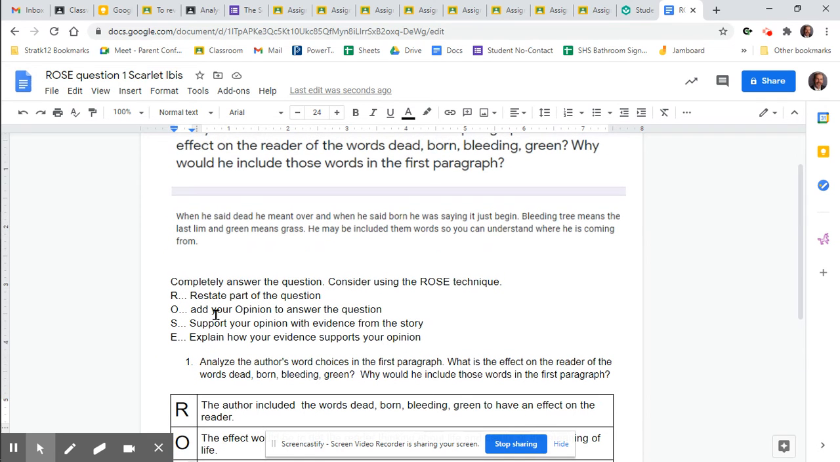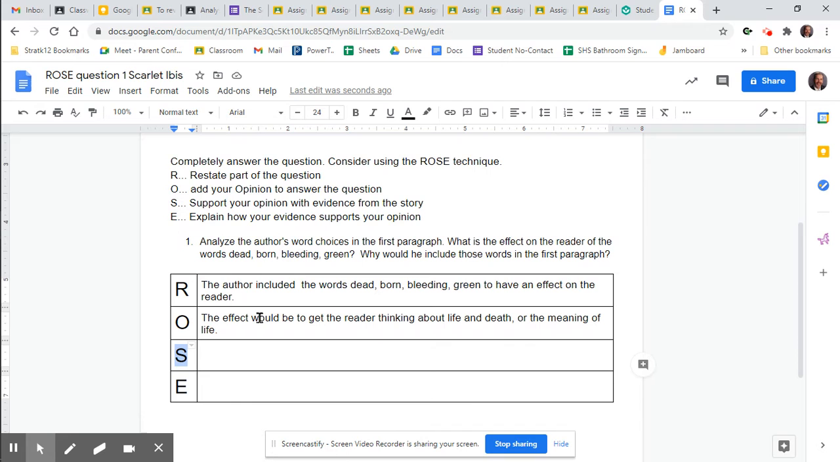And at this point, you notice up here, he said the dead meant was over, and born was when it just beginning, and bleeding means the last limb, and green means grass. Okay, so he does have the words, and he's saying something about them. So that would be his support. So we write in here the support.